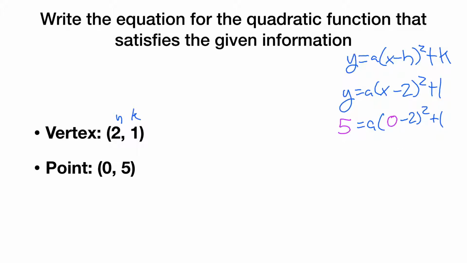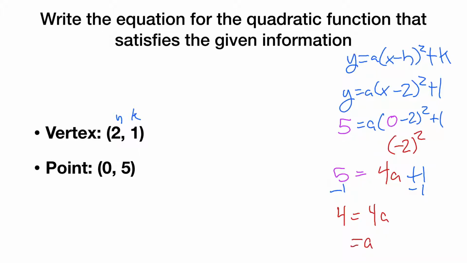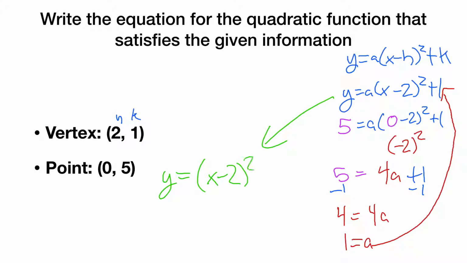Now, as we know, 0 minus 2 is negative 2, so negative 2 squared is 4. That means that 5 equals 4a plus 1. Now, what I have to do is subtract my 1. That means 4 equals 4a, which means a equals 1. I'm going to take that information and plug it right back into the original equation, getting me y equals, remember, whenever we multiply 1 by something, we don't have to write it, so just (x minus 2) squared plus 1.